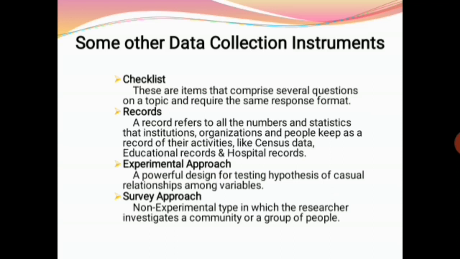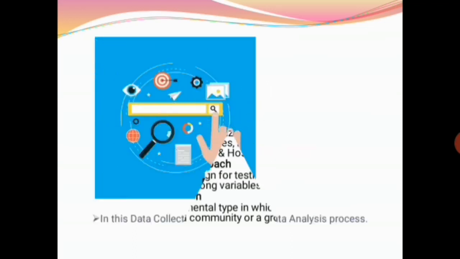The next one is the experimental approach. The experimental approach is a powerful design for testing hypotheses of causal relationships among variables. Mostly science people prefer to do their research using experimental data collection. And the next one is the survey approach. The survey approach is a non-experimental type in which researchers investigate a community or group of people, not for a hypothesis. So these are some other tools for collecting data.